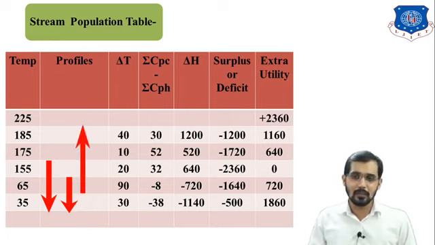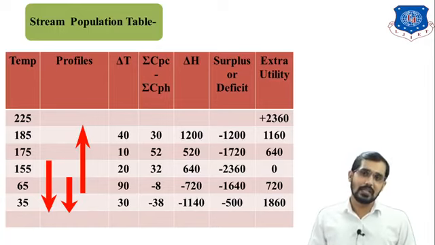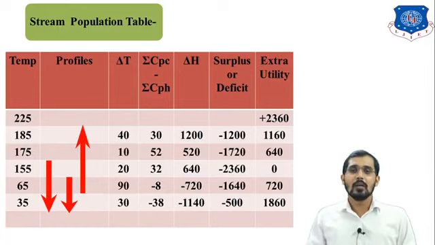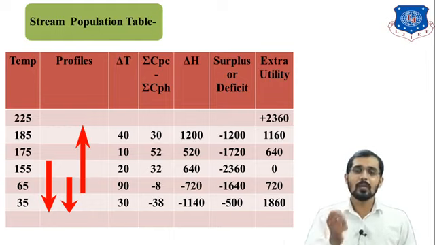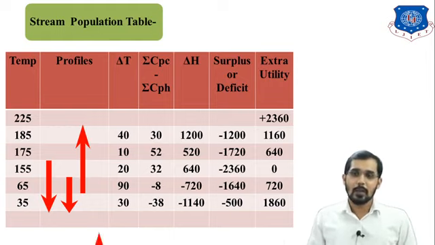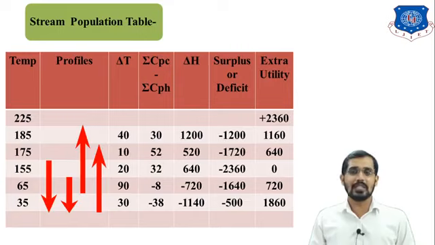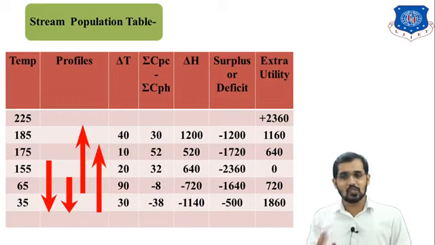Now you can see on the screen, for C1, that is nothing but a cold stream, heat is flowing from 65 to 225, 65 degrees Celsius to 225 degrees Celsius. That's why the arrow is in the upward direction, because heat is flowing from 65 degrees Celsius to 225 degrees Celsius. After that, the last profile for C2, that is the cold stream, you can see here 35 to 185 degrees Celsius.